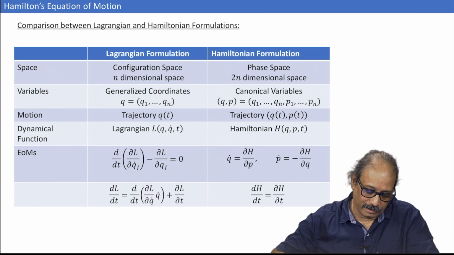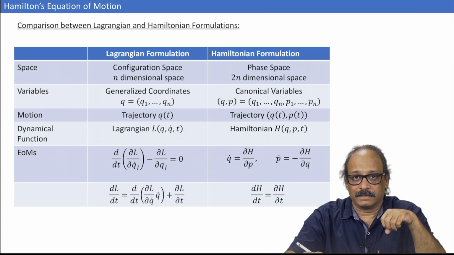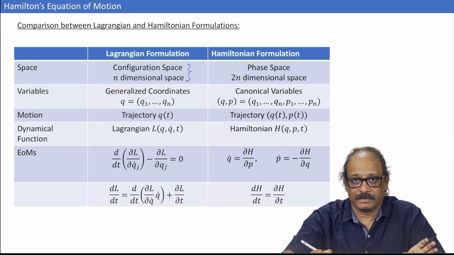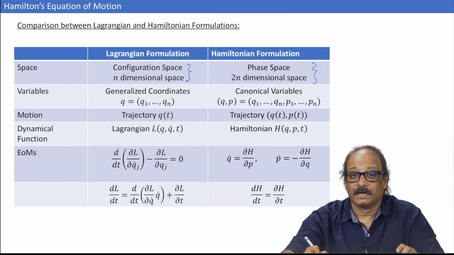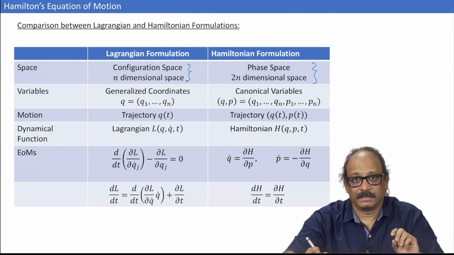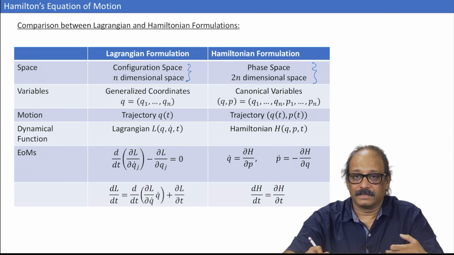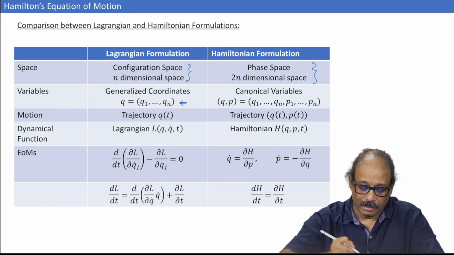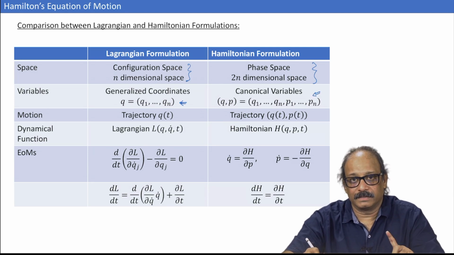Now, here I have already written down the entire summary. So, in the Lagrangian formulation, we use configuration space, which is an n dimensional manifold, whereas in the Hamiltonian the description is in the phase space, that is a 2n dimensional manifold. Now, variables in the Lagrangian formulation are the generalized coordinates, but in phase space we now describe the state of the system using q variables and p variables.